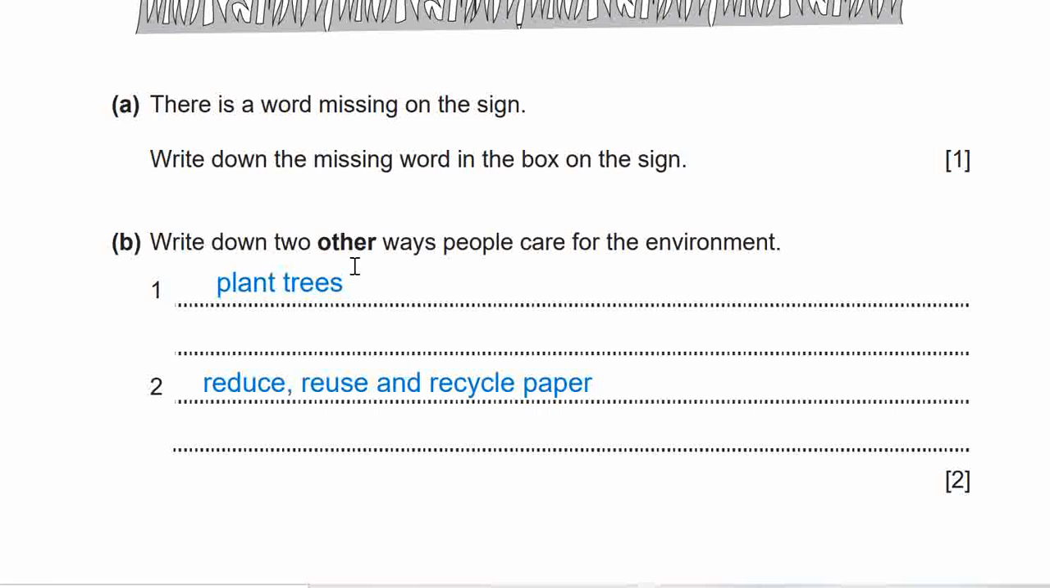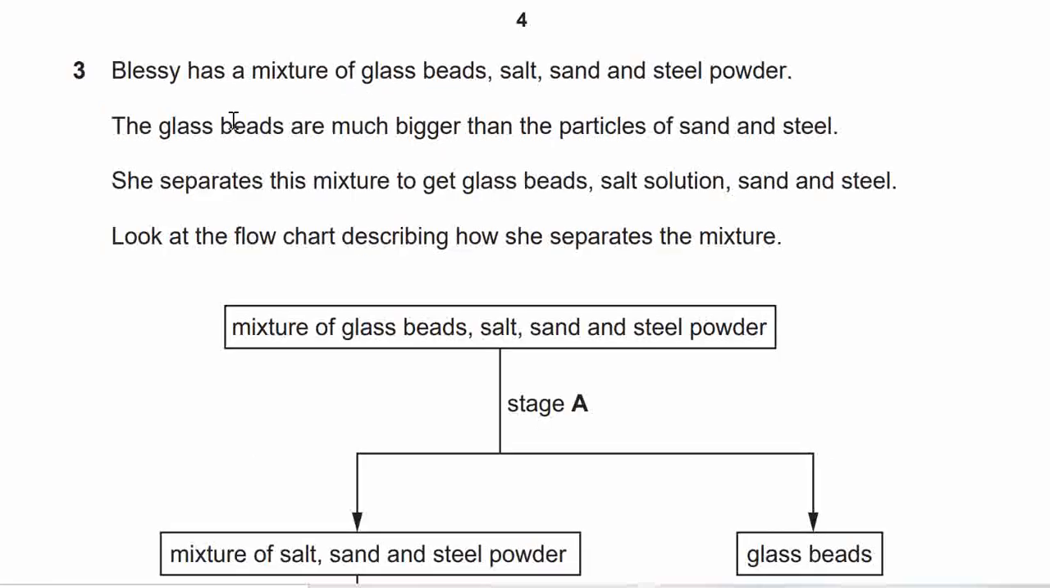Now let's move to the next question. Question number 3. Glassy has a mixture of glass beads, salt, sand, and steel powder. The glass beads are much bigger than the particles of sand and steel. She separates this mixture to get glass beads, salt solution, sand, and steel. Look at the flow chart describing how she separates the mixture.